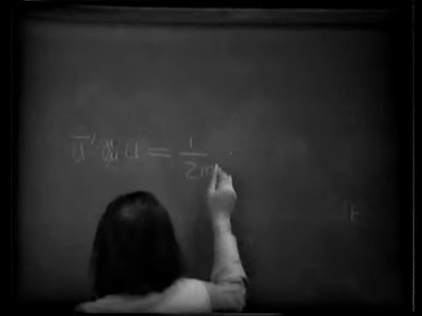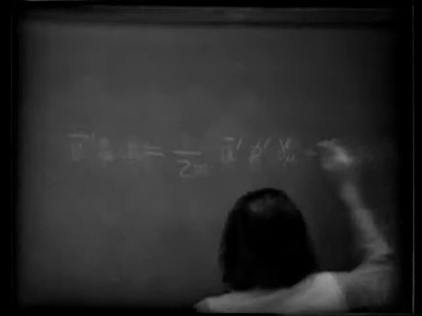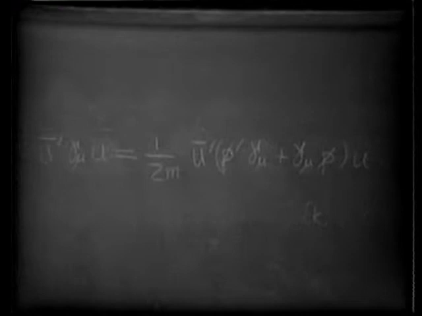U bar prime, P slash prime, gamma mu, plus gamma mu, P slash. You may think I'm crazy to do that, but it's certainly true. P slash on U is M. P prime slash on U bar prime is M.